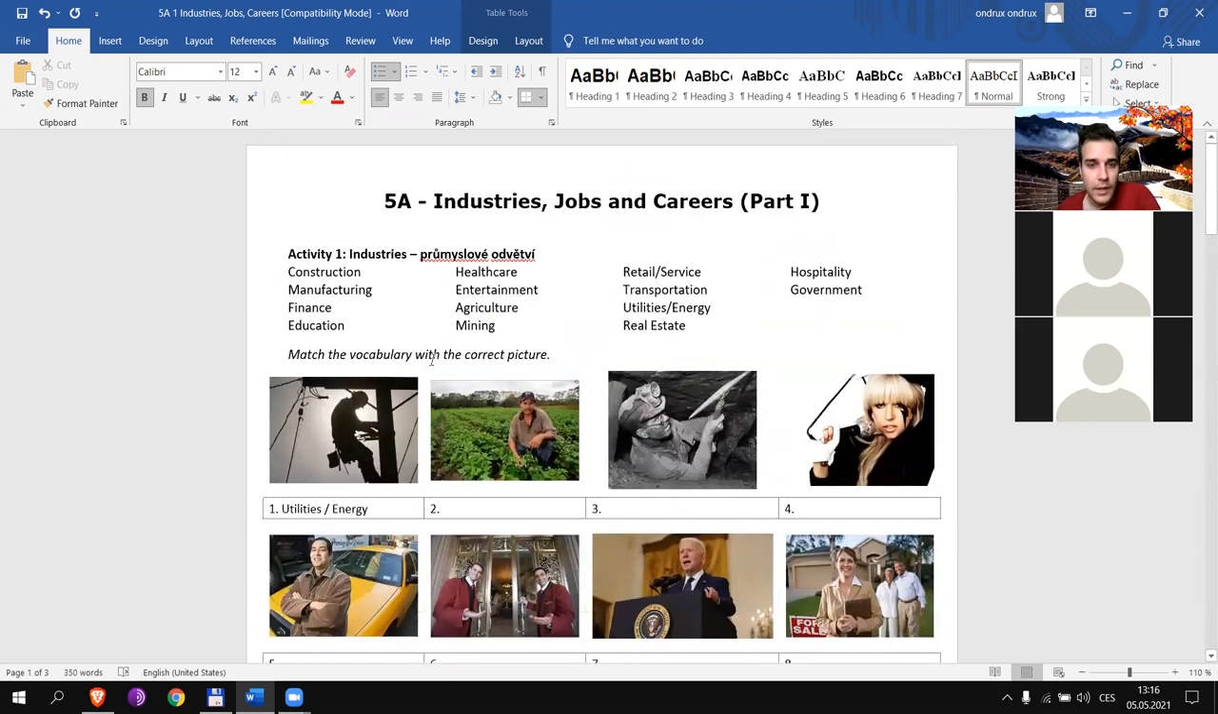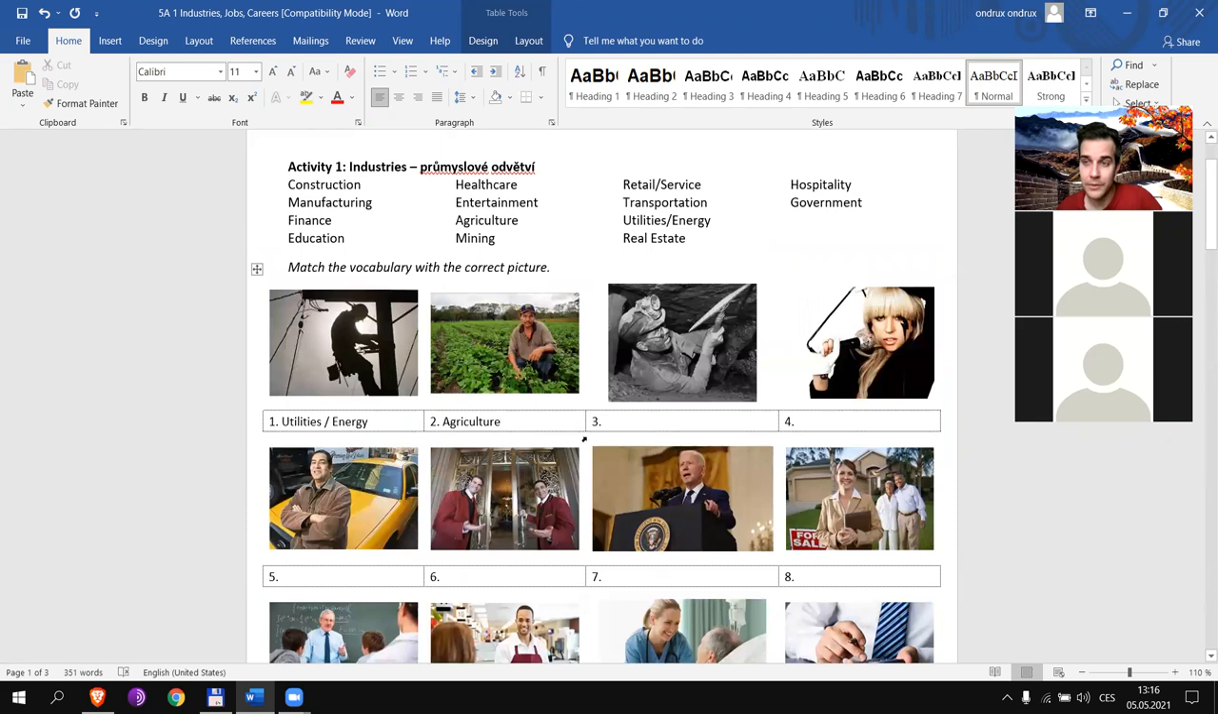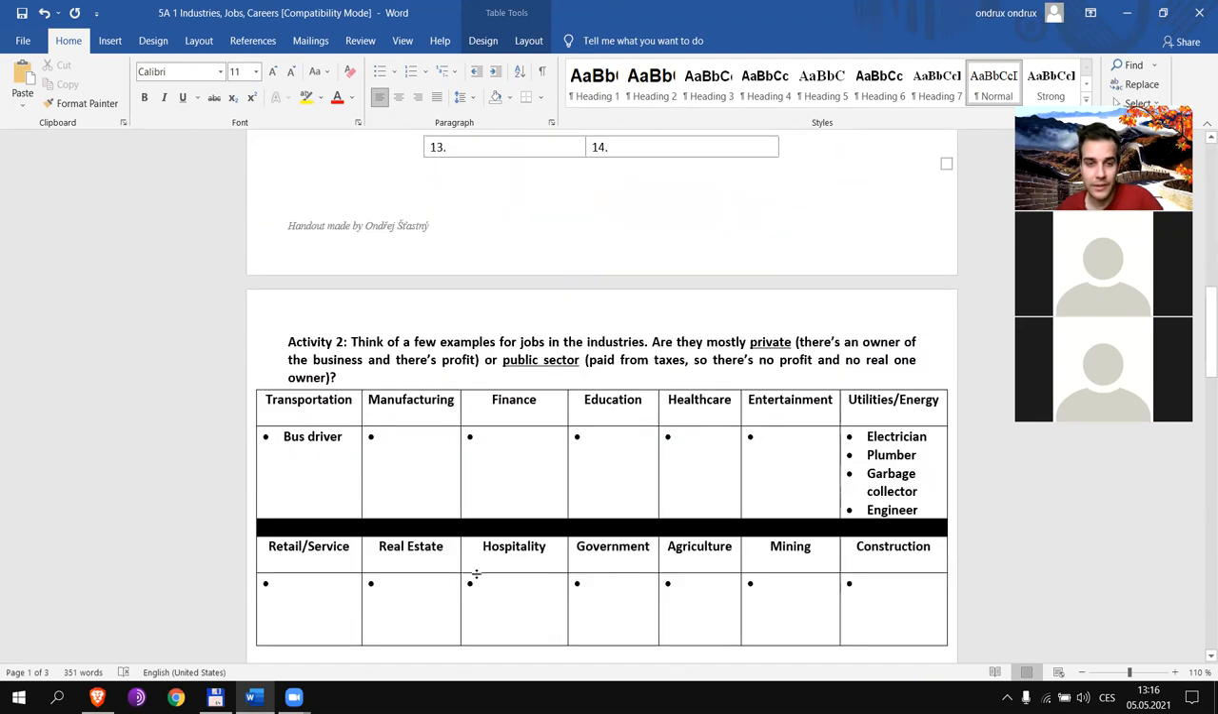Let's try this one. Number two, anybody knows? Agriculture. Mm-hmm. Here, there are not really many jobs that are very specific. So which job is this about? Farmer, or about farming. Yes, excellent.